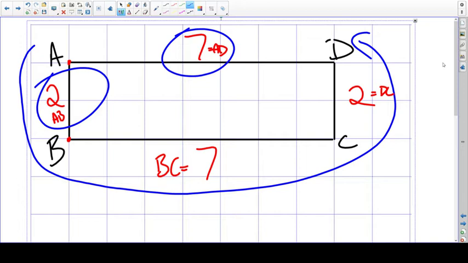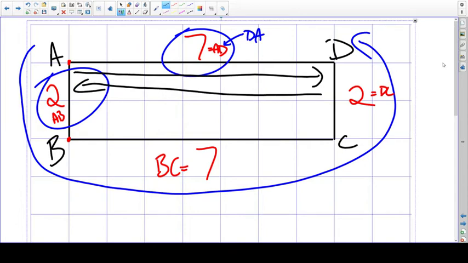Something to keep in mind here is when we call this AD, I could also call this DA. It really doesn't matter. It just depends on whether you're going in this direction or in this direction. Either way is perfectly fine. You can call it AD or DA. It doesn't make a difference. It honestly doesn't.